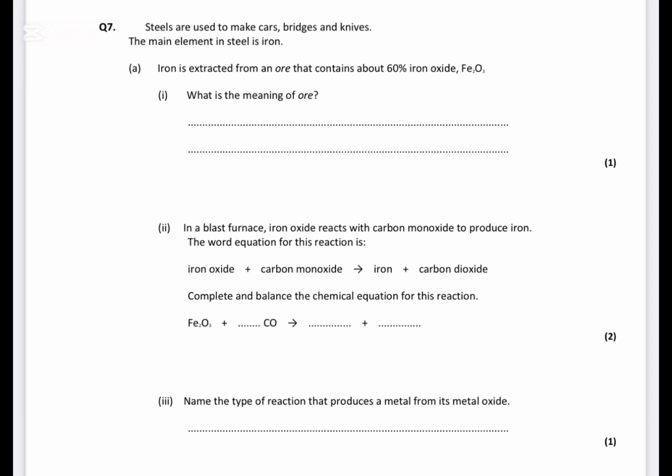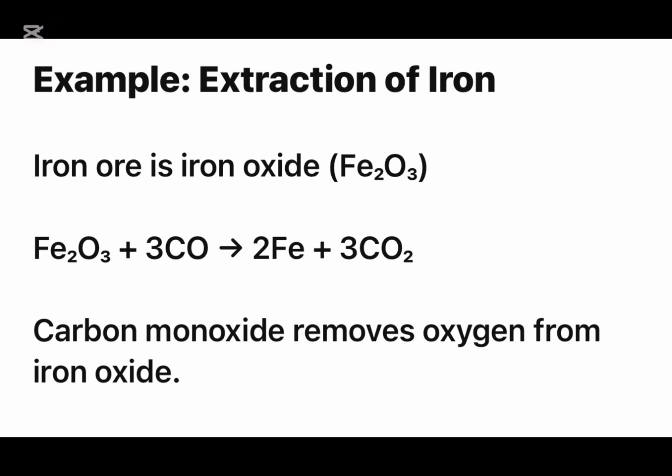Roman numeral II. The question says, in a blast furnace, iron oxide reacts with carbon monoxide to produce iron. A blast furnace is the furnace used in extracting iron from iron oxide. The word equation is: iron oxide plus carbon monoxide produces iron plus carbon dioxide. They said complete and balance the chemical equation for this reaction. Remember, this was explained before we started answering our GCSE questions, and here is the answer to Roman numeral II. I've also said that.